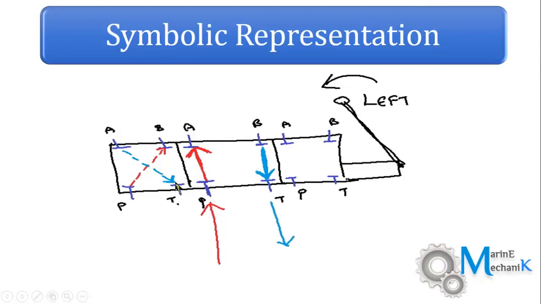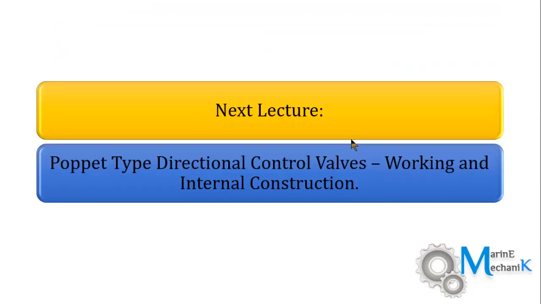So this is how you can symbolically represent a 4 port 3 position direction control valve. However, if you add a spring here, you can say that it is spring centered. So that completes this lecture, a comparison between the actual valve and symbolic representation. In my next lecture, I will show you how to deal with the poppet type direction control valves, its working, internal construction and nomenclature. Thank you.